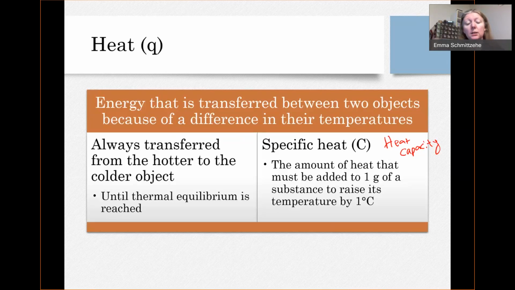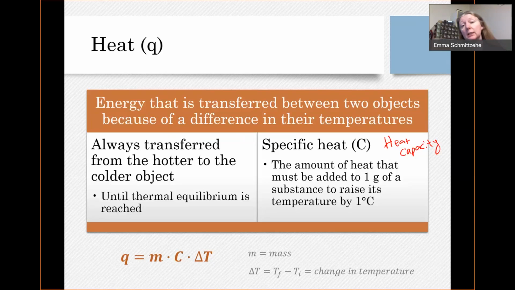And to do that, we'd use the equation Q equals mc delta T. And in this, Q is heat, m is mass, c is your heat capacity, and delta T is our change in temperature. And you can rewrite that if you want as T_f minus T_i. So the final temperature minus the initial is the change in temperature.